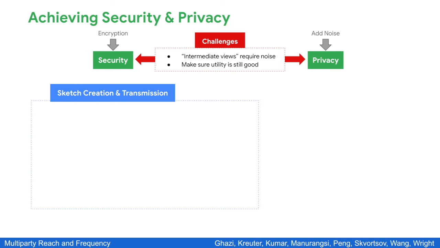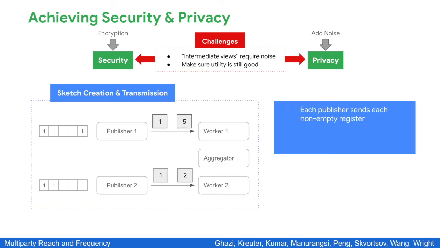Recall again that each publisher i can construct their own liquid legion sketch, and they will send these sketches to the worker. Instead of sending them as a bit vector, they will send them as indices of the non-empty registers. This helps reduce the communication further. However, this wouldn't be private because these indices depend on the input. To fix this, we encrypt each register index with the public keys of all the workers and the aggregator.